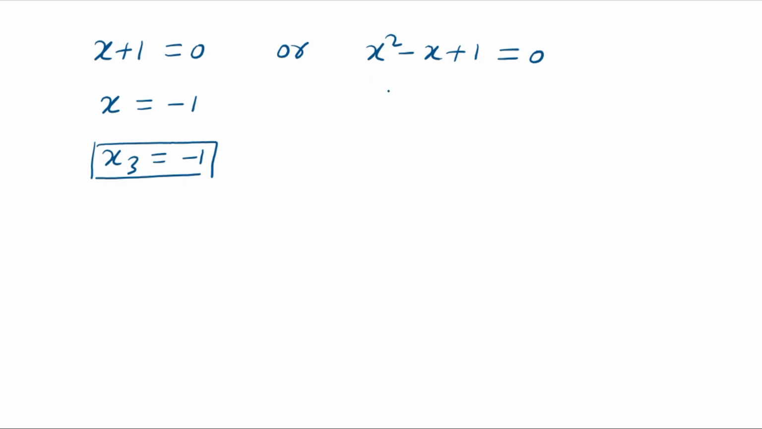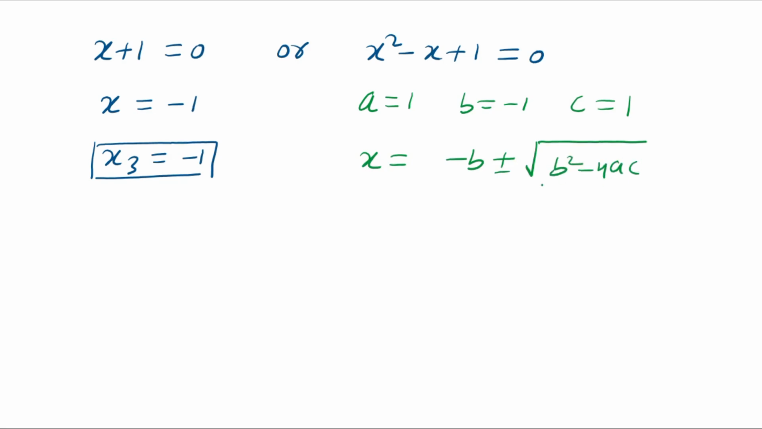Now solve this quadratic equation by using the quadratic formula, because this quadratic equation is not factorizable. Here the value of a is 1 because a is the coefficient of x square, the coefficient of x is known as b, and the constant term is known as c. So a is equal to 1, b is equal to minus 1, and c is equal to 1.